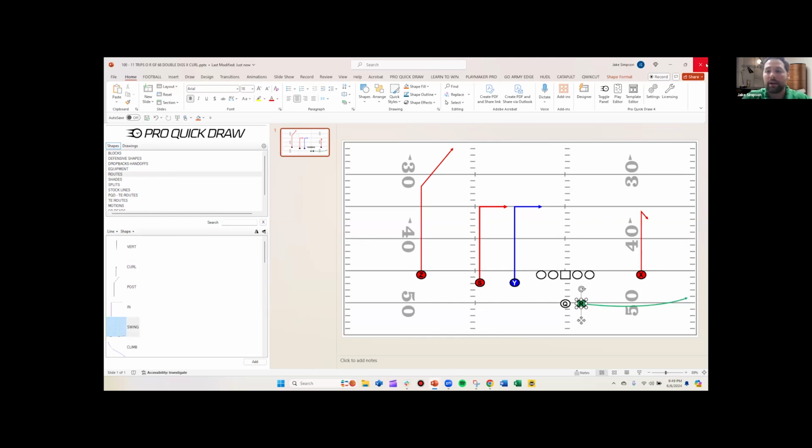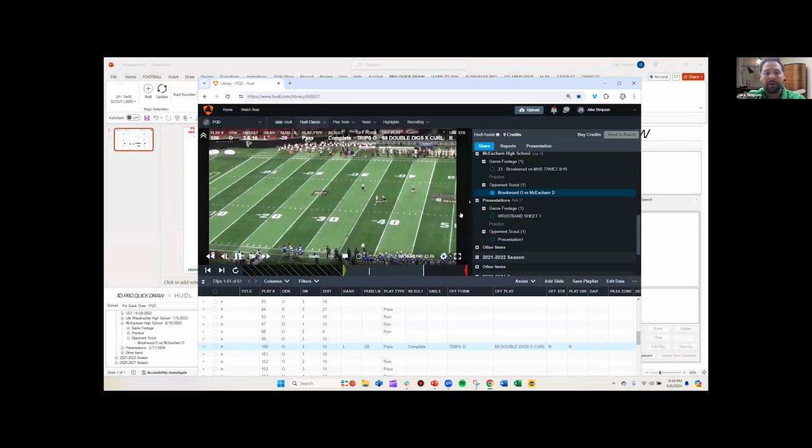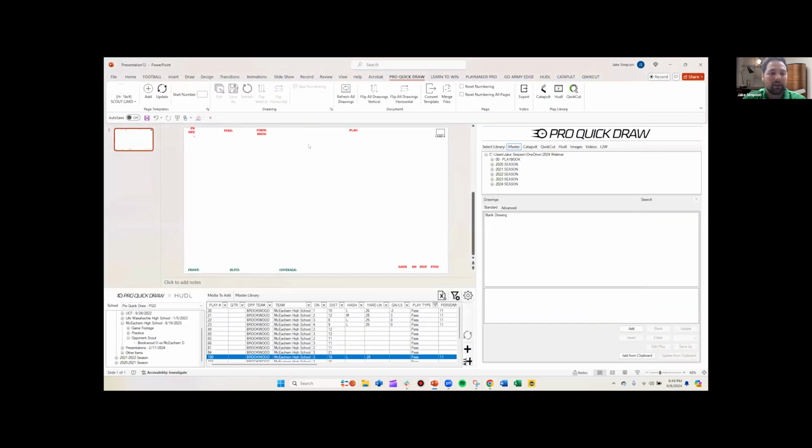And I can go top right, exit out, save. Same way it updated for me when he saved it, it's going to update for him on his end when I go and save that in OneDrive. And that will update for me.